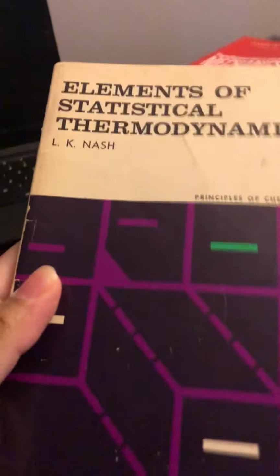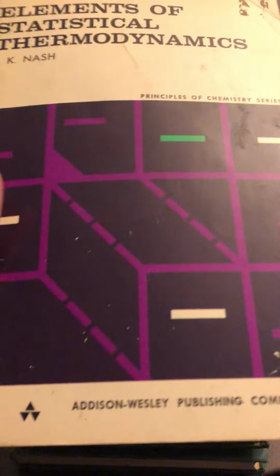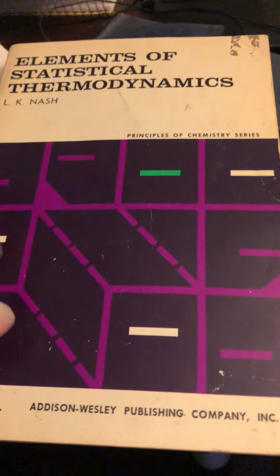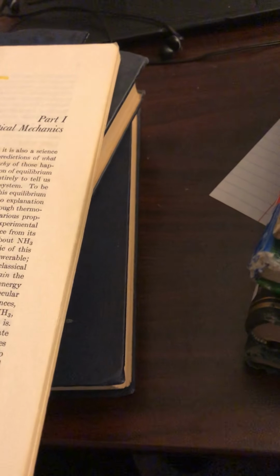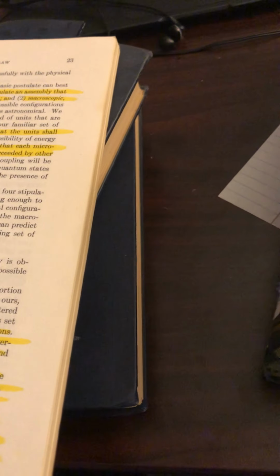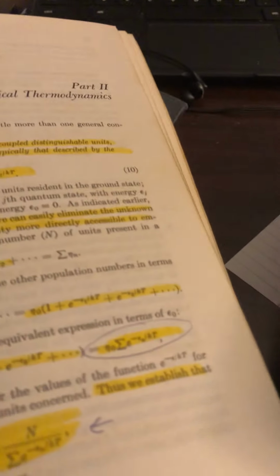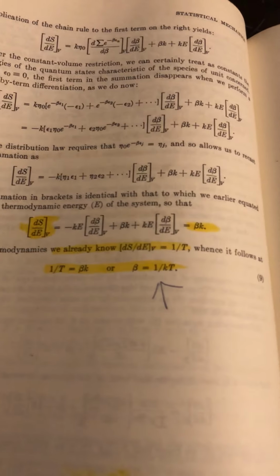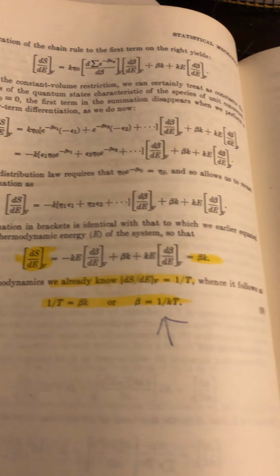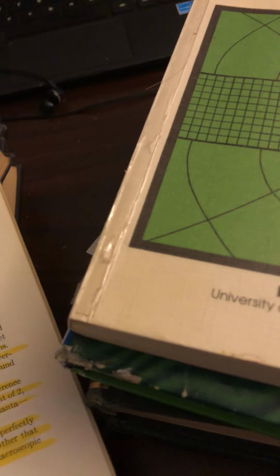Right here is Elements of Statistical Thermodynamics by L.K. Nash. It's very good for a first book because the notation is pretty soft, I would say. There are no Boltzmann relations. They kind of skip those. Everything is used with elementary calculus notation. These are just ordinary derivatives. There are no partial derivative notations in here.